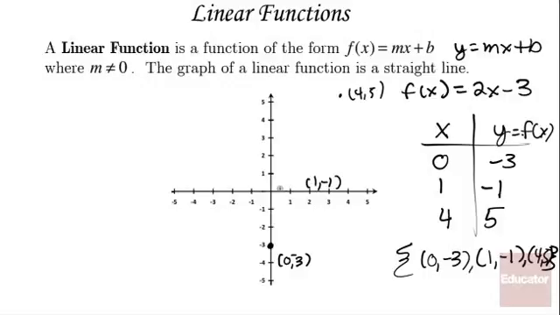Mistake. Correction on this point. X is 1, y is negative 1. That point should be right there. So now I'm going to go ahead and connect these and find that I have a straight line. So this is a linear equation, and I was able to graph this by generating some sets of coordinate pairs.